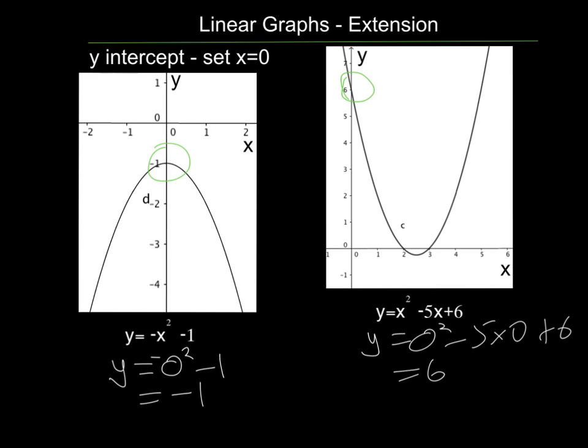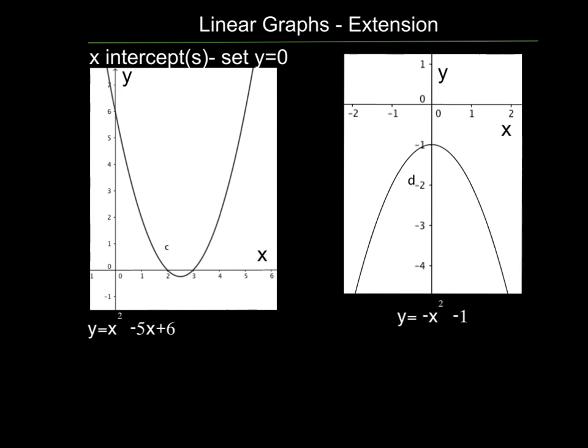So similar to linear graphs where we had y equals mx plus c, for a quadratic, the constant on the end, in this case minus 1, and in this case plus 6, is the y-intercept. Because when you make the x's worth 0 in both equations, you only end up with the constant left.